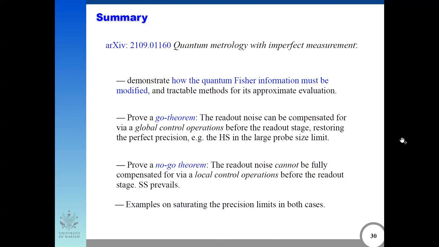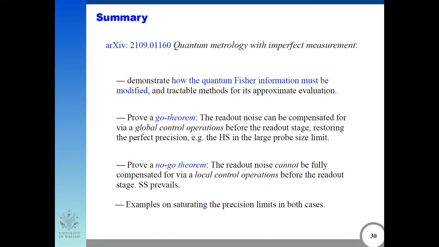Okay, so in summary, in this work, there are three main points, I would say. The first one is to show that whenever we have imperfect measurements, in this business of quantum metrology, the central quantity, which is the quantum fisher information, now has to be modified. And we showed some methods for how to deal with it, to compute it, especially if you want to get the numbers. And then, moreover, in terms of the scaling, we prove a go-theorem, which says that whenever we have this readout noise that is affecting separately each of the local measurements, then by global control operations applied before the readout stage, we can still restore the perfect precision and therefore the Heisenberg scaling.